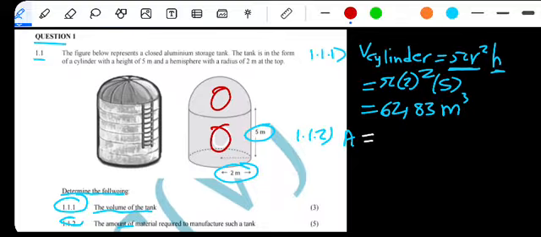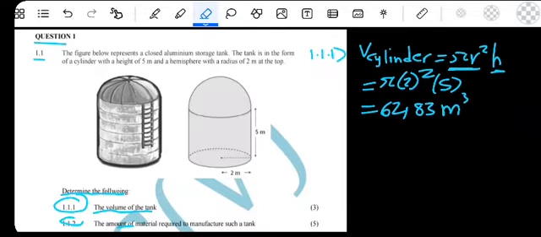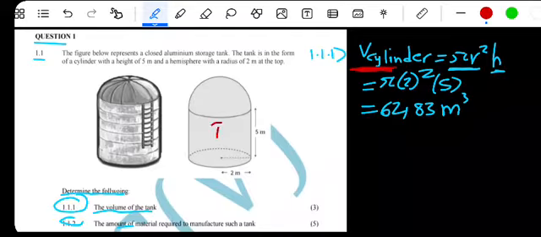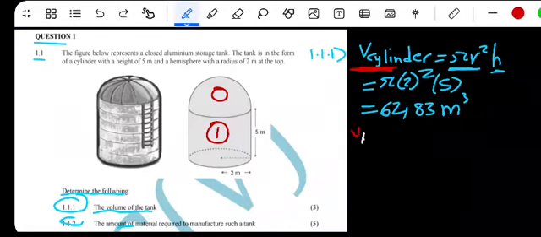But anyway, remember it is the volume of the tank. Oh, I almost forgot. Sorry. I've just calculated the volume of the cylinder, but what about the hemisphere? Oh, all right. The volume of the hemisphere. There we have to find the volume of the hemisphere.